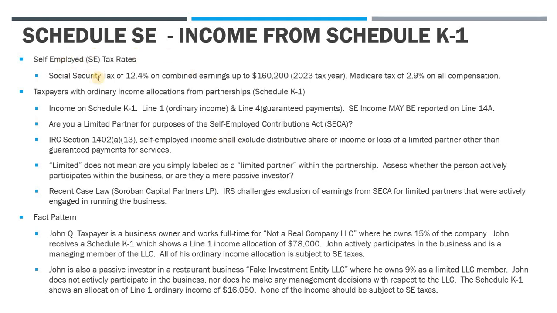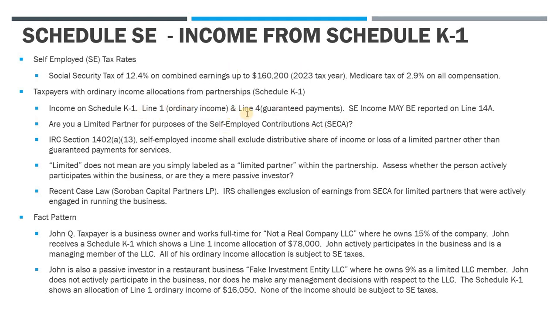So the self-employment tax rates, we're talking about a combined 15.3%, which is two components. So it's Social Security tax and then Medicare tax. So the Social Security tax rate, 12.4%, but that is limited to the first $160,200 of compensation. And then the Medicare tax at 2.9% applies on everything, right? There's no cap. Now, what are the issues with partnerships?